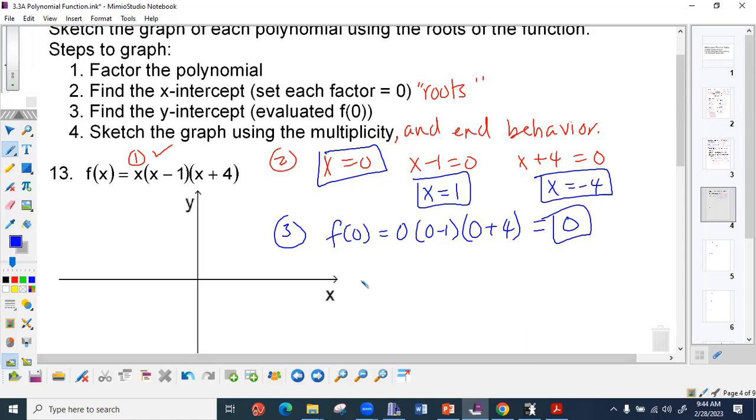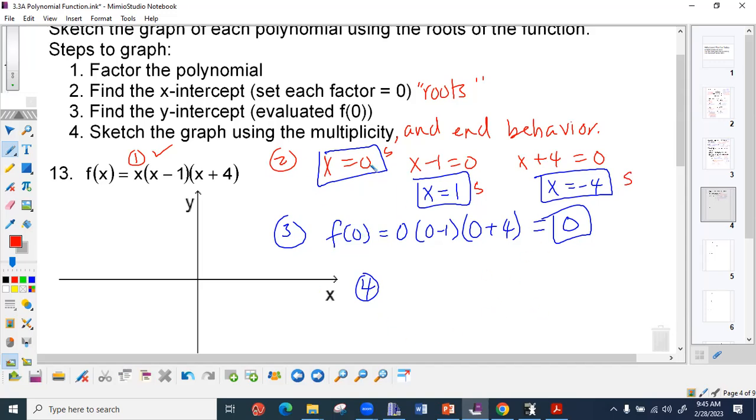Step 4 is to talk about your multiplicity. For each factor, you're looking at its multiplicity. This one is a single because it was just x. This is also just a single because it was just x minus 1. And this is also just a single. So that tells me that I'm just going to be going through each one of them.